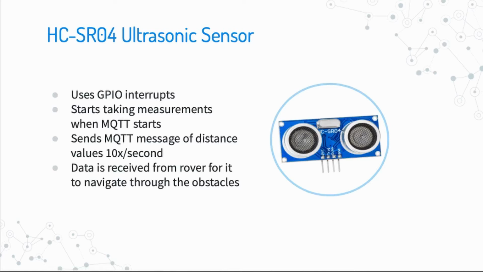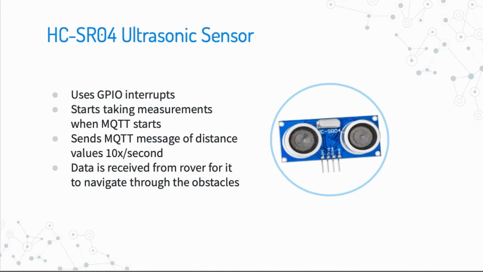We then convert the time to centimeters for the rover to know how far it is from hitting an obstacle. Overall, the ultrasonic sensor is important for the navigation of our rover through obstacles. It starts taking distance measurements when MQTT starts and sends an MQTT message of distance values 10 times per second.